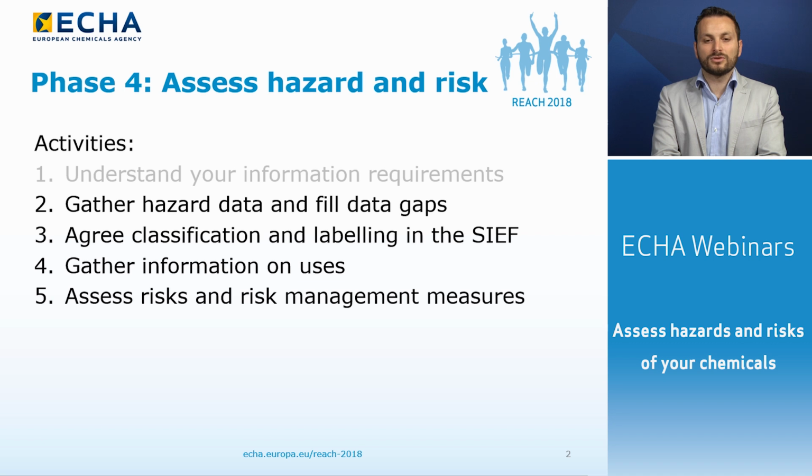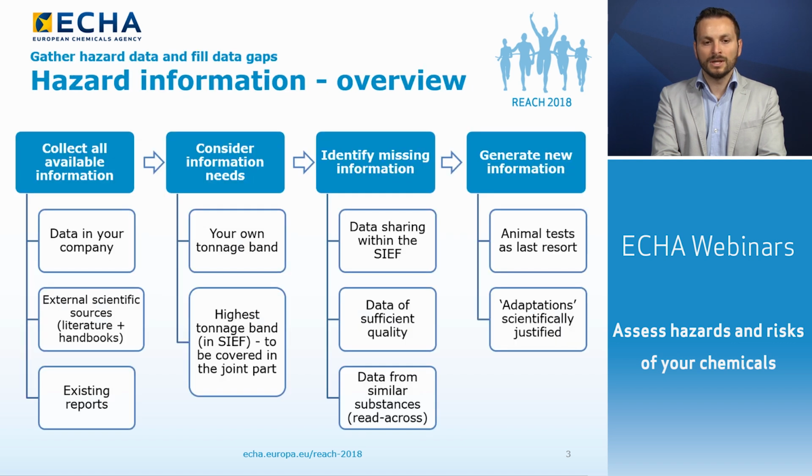We have prepared this material to support you in concluding what information is needed. I will mostly focus on hazard information and in particular alternatives to animal testing. But I will also give you some tips about other information such as classification, uses, and risk assessment. This slide explains the steps to satisfy your requirements about hazard. Collect all available information, consider information needs, identify missing information, and generate new information.